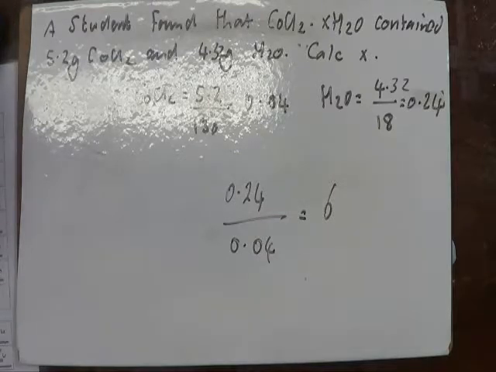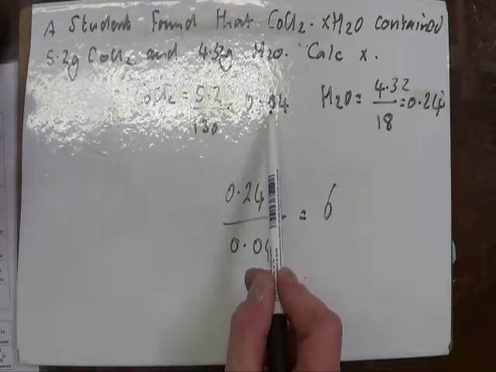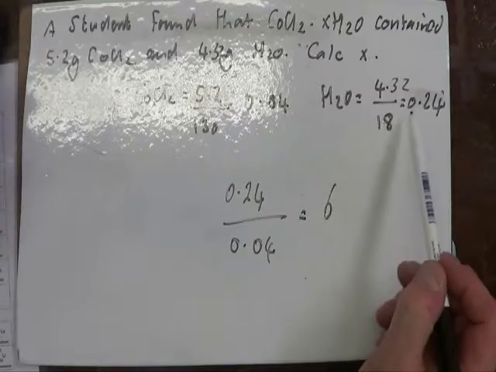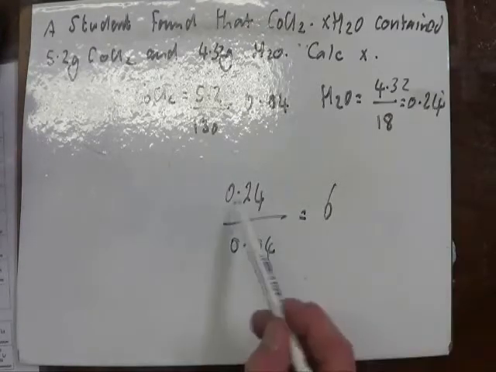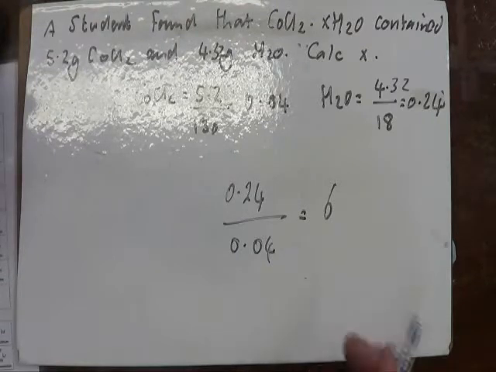Okay, so the RFM of cobalt chloride is 130, so 5.2 over 130. Moles of cobalt chloride is 0.04. Mass of water over RFM of water is 0.24 moles. 0.24 divided by 0.04, X is equal to 6.